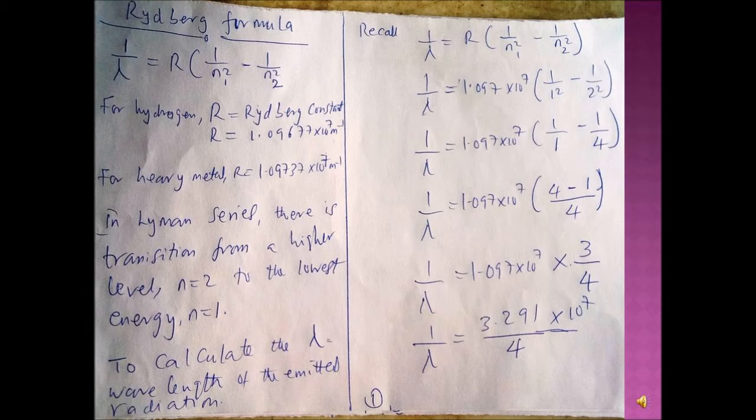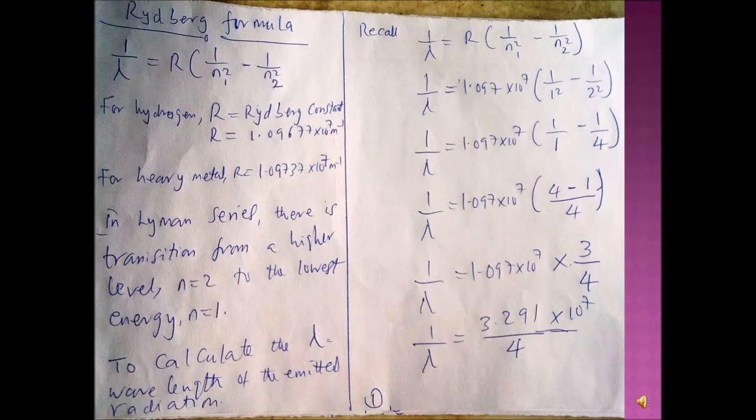See, we have 1 over lambda. In this case, all we need to do is make substitution. We substitute the values given to us into the formula, and at the end of the day, we come out with our answer. You can see we have 1 over lambda equals 1.097 times 10 to the power 7, bracket open, 1 over n1 squared, which is 1 squared, minus 1 over 2 squared. When you expand it, we have 1 squared, which is 1, and 2 squared, which is 4. Then if we keep solving the bracket, we have the LCM, which is 4.